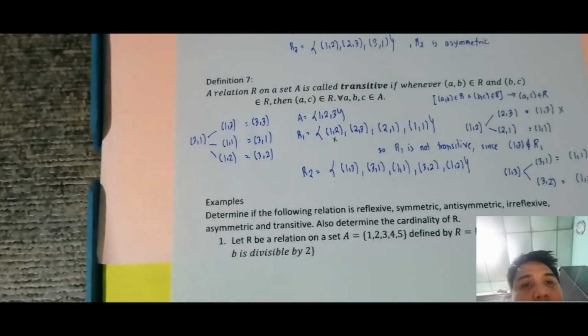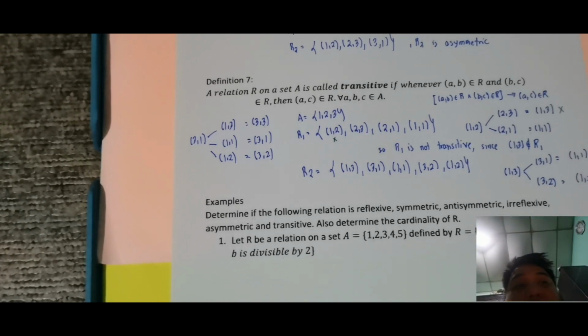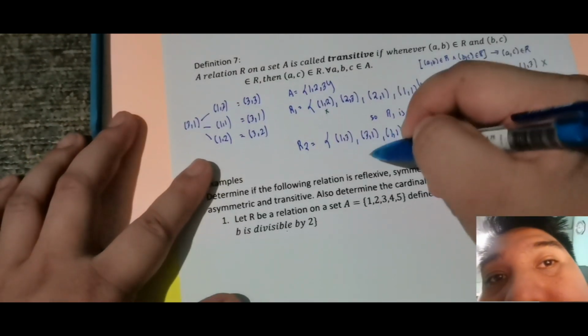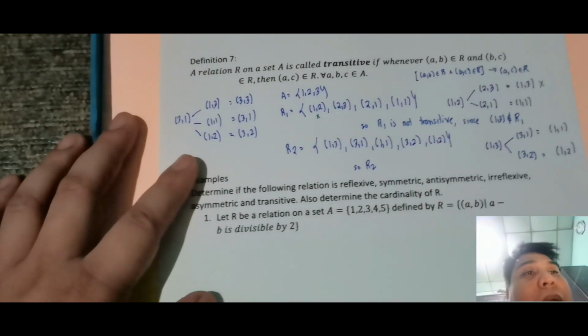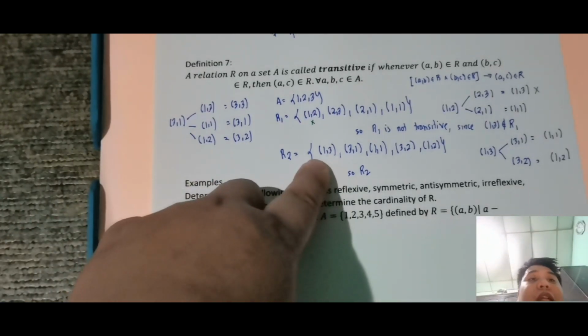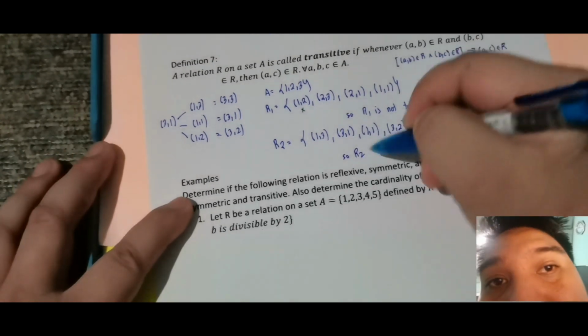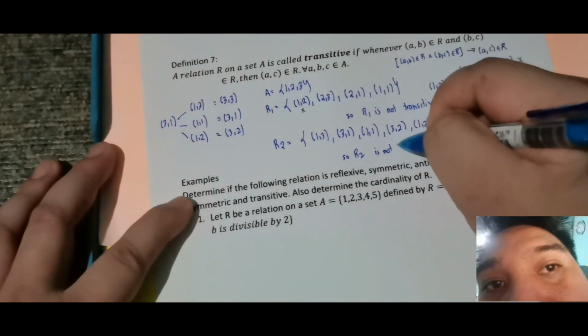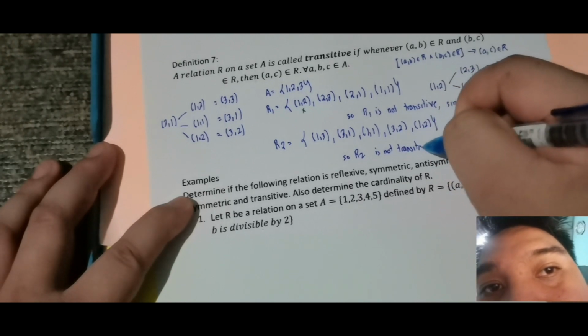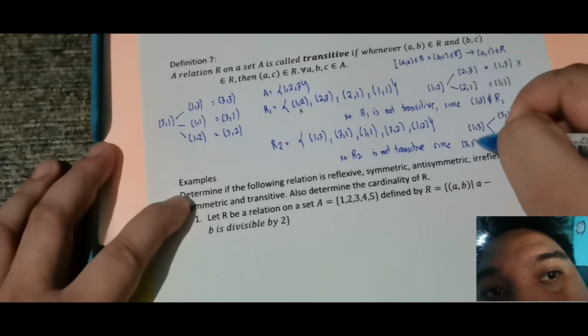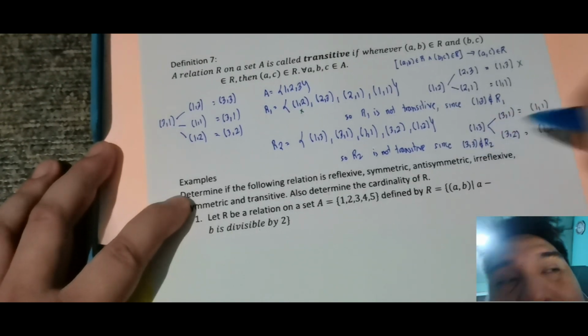Ngayon, check mo sa element. May 3, 3 ba dyan? Wala. So, dun pa lang, hindi na siya transitive. May 3, 2 dyan? Meron, sir. May 3, 2. So, sa 3, 3 siya, hindi siya transitive kasi wala si 3, 3. So, R2. Pagdating mo pa dito na check mo na hindi na transitive, huwag mo na check lahat. Papahirapan mo lang sarili mo. Okay? So, R2 is not transitive, since 3, 3 is not an element of R2.